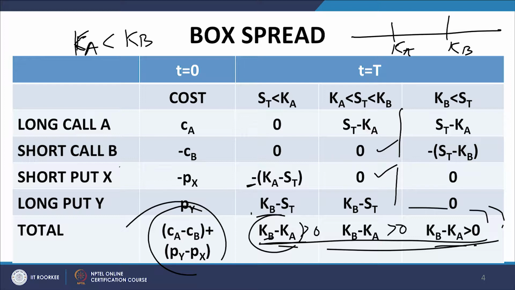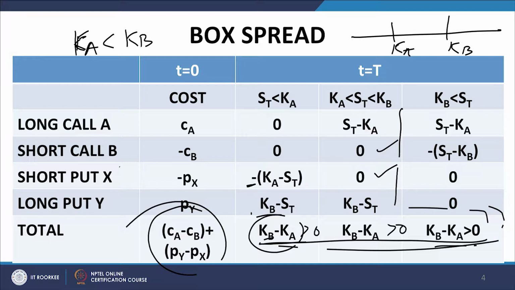Now, short put X had an exercise price of Ka and now the stock price has gone beyond Ka, it is more than Ka. So the put option becomes inoperative, it does not give you any payoff, but the other put option is still operative. Why? Because the stock price is less than Kb, which is the strike price of option Y. So Y remains live, remains exercisable, and it will be exercised, and it will give you a payoff of Kb minus St. So aggregating all these four quantities, you end up with Kb minus Ka.